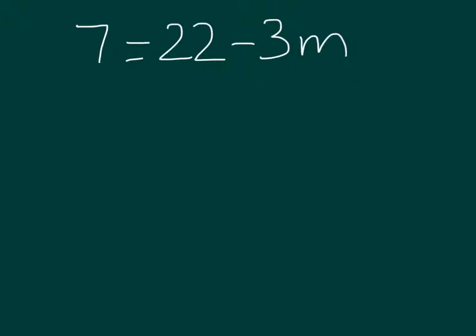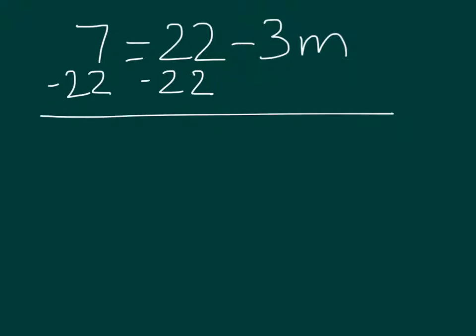Number 11 is kind of a goofy one. We can do this a couple of different ways. We can get rid of the 22 on both sides, but then we need to remember how to subtract negative numbers, which some of us don't. When we subtract 22 from 7, we get negative 15, and then we have negative 3m.